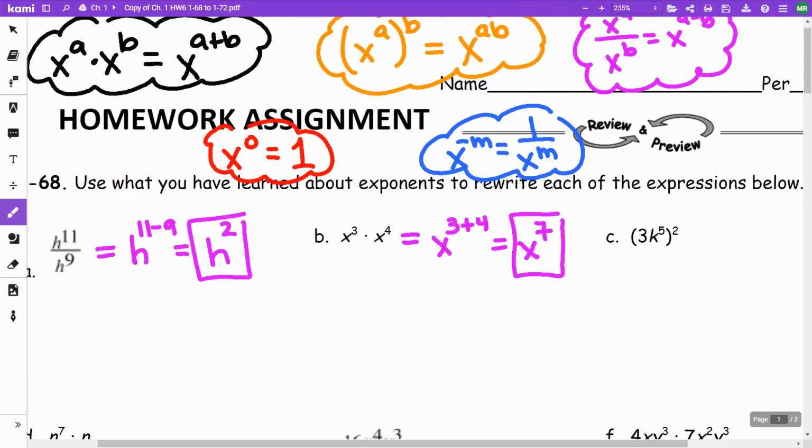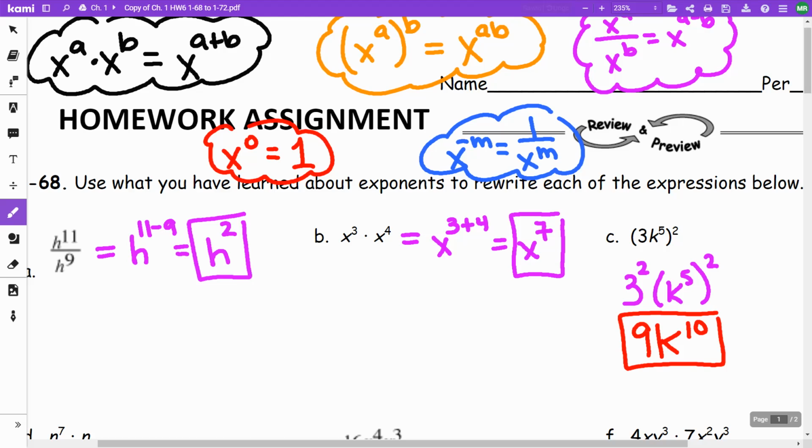On C, everything in that parentheses is going to be raised to the second power. So 3 is going to be raised to the second, and my k to the 5th is being raised to the second. 3 squared is 9. K to the 5th raised to the power 2, power to power I multiply, and I get 9k to the 10th as my answer.